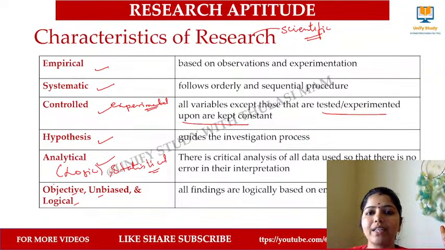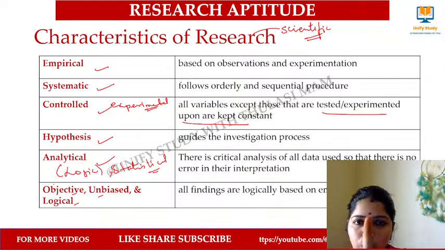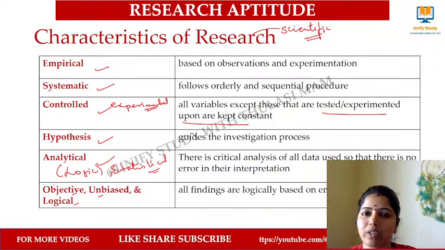All the findings that we do in our research have to be objective oriented. Objective means towards one point. It has to be unbiased. It is not that I'm doing it for this person or that person. No, it is for science, right? That is unbiased. Logical means what?